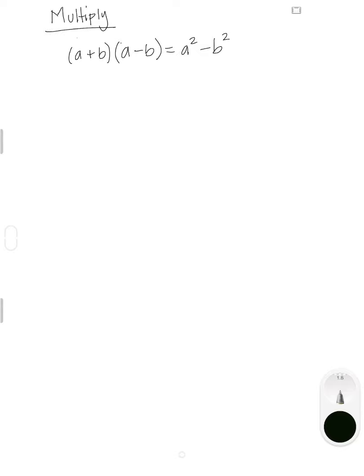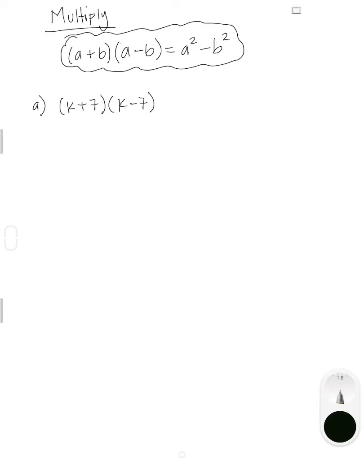I'm going to first do an example using the long multiplication, and then I'm going to do it directly using the rule. So this is the rule for the product of the sum and difference of the same terms. This is also known as the difference of squares, because at the end we have two squares being subtracted, but you're going to see that in your future math courses. So for the first example, we have k plus 7 times k minus 7.